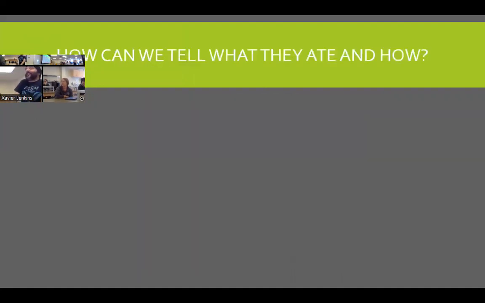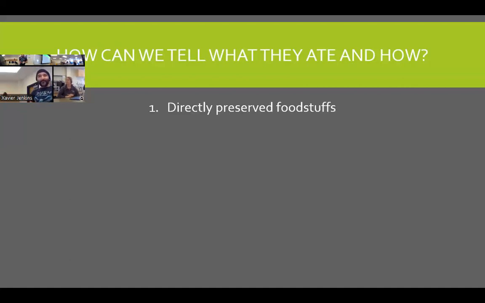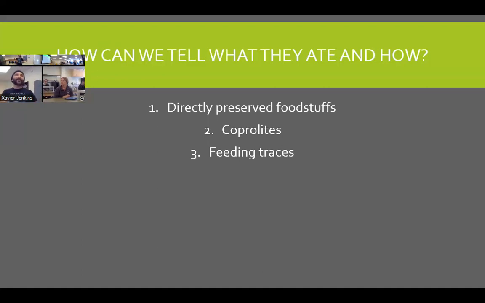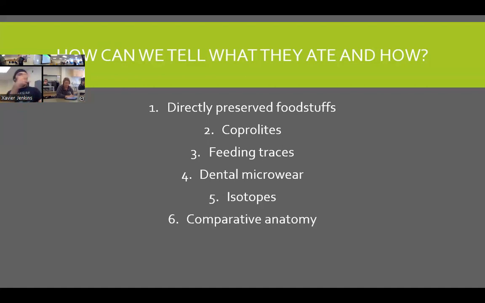So there are 6 ways to tell what pterosaurs ate and how. The first and most obvious is direct preservation of foodstuffs. You can look at coprolites, fossilized dung. You can look at feeding traces preserved in sediment. You can look at wear patterns on teeth. You can look at isotope ratios, and you could just look at comparative anatomy. And we're going to go over all of these.